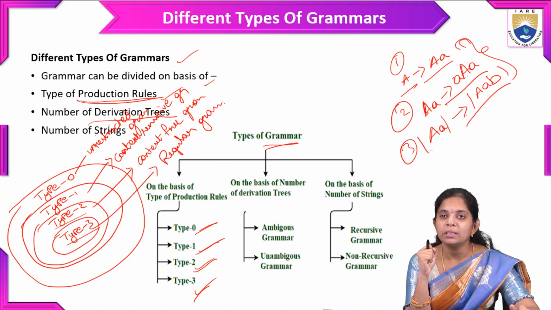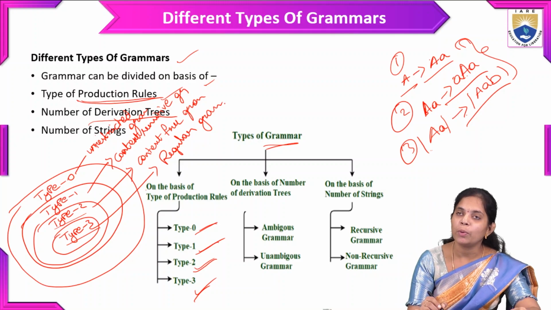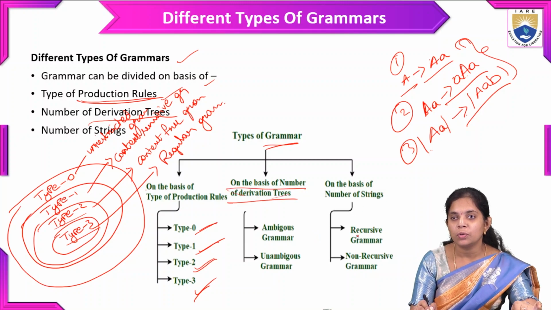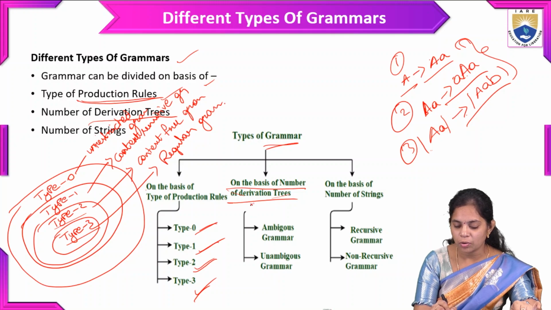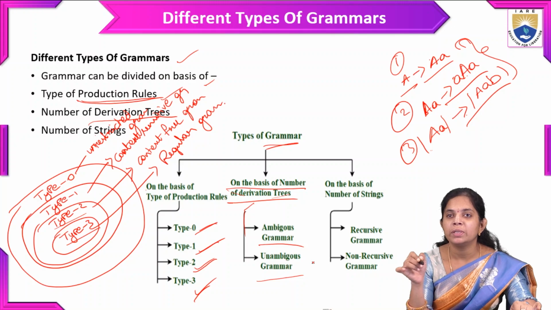So these are all the derivations, and based on the derivations we can also divide the grammar. So here the second type is on the basis of the number of derivation trees.